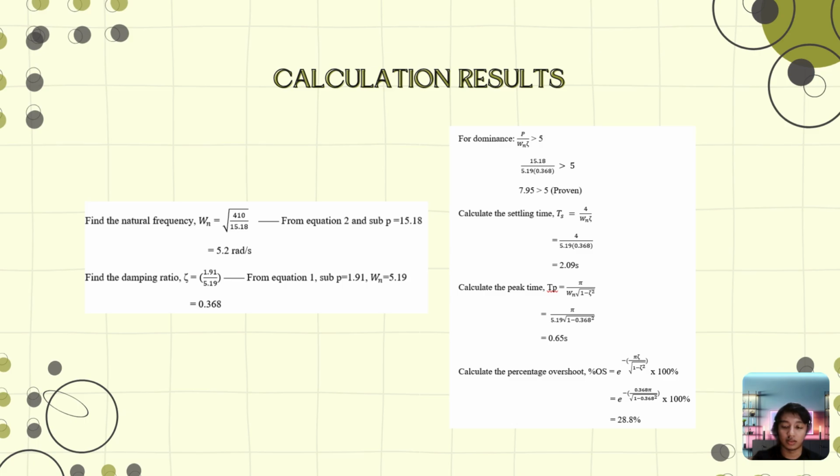After that, we calculate the settling time, which is 4 divided by the calculation given there, and we got 2.09 second. For the peak time, we just simply substitute all into the equation, and we got 0.65 second. The percentage overshoot is approximately 28.8% based on the calculation I already did. So that's all for me.